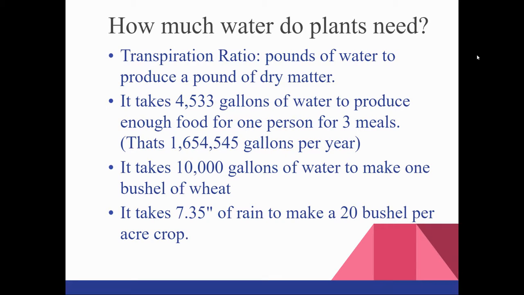The last slide has some interesting things here. How much water do plants need? Transpiration ratio: pounds of water to produce a pound of dry matter. It takes over 4,500 gallons of water to produce enough food for one person for 3 meals. So you could look at the number there of gallons per year. It takes 10,000 gallons of water to make 1 bushel of wheat. It takes over 7 inches of rain to make a 20 bushels per acre crop. Again, it takes a lot of water for plants to be able to do what they're meant to do, and that plays into everything as far as life is concerned.